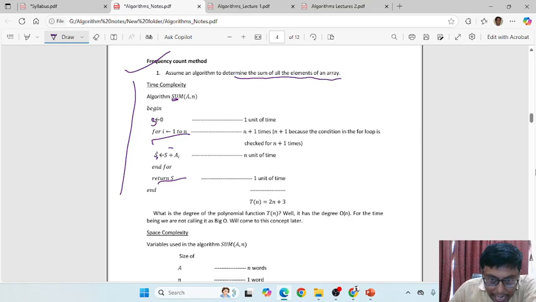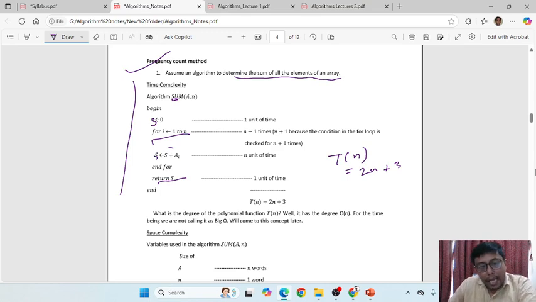Now cumulatively add to determine T(n). So T(n) in this case will be n plus 1 plus 1, that means n plus 2, plus n. That means 2n plus 2, plus 1, which is 2n plus 3. So T(n) will be equal to 2n plus 3.